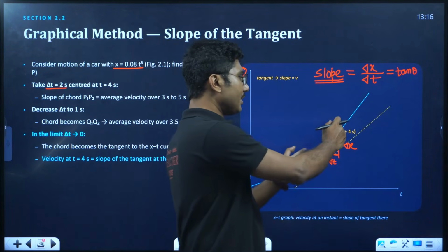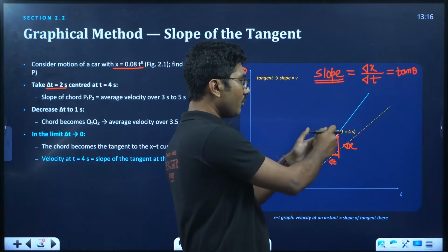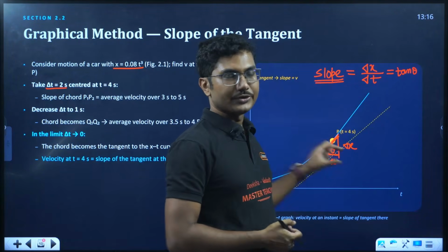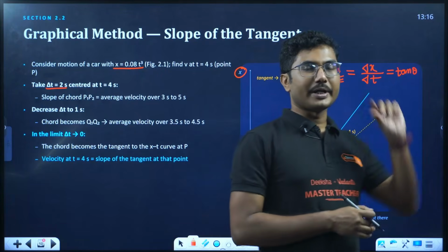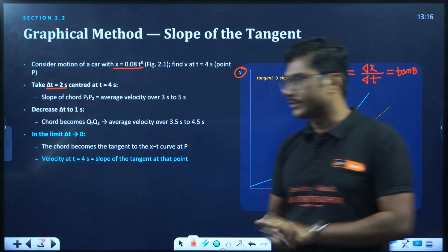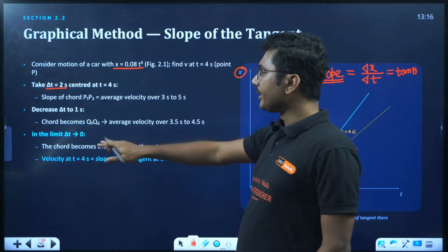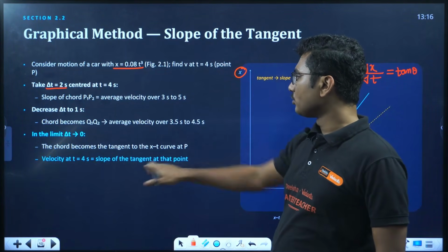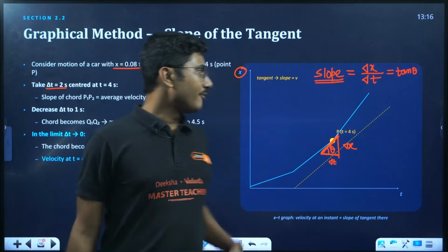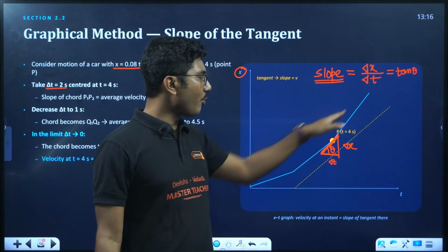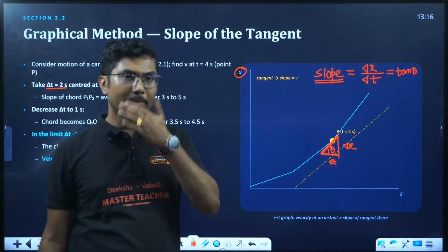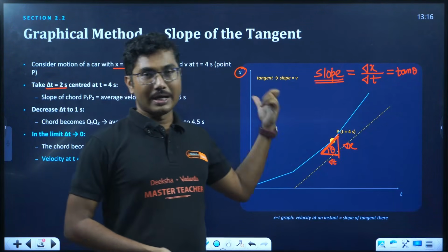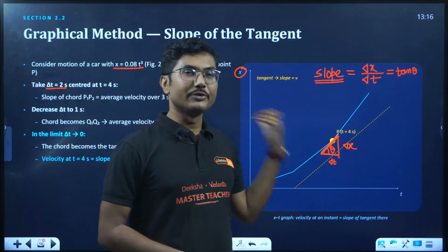Now even if you change the distance delta x to small, you will always get the same value. This slope will not change. Slope for a given point will not change no matter how small or how large your distance is. So at the limit delta t tends to 0, the chord becomes the tangent at the x-t curve. Velocity at 4 seconds is the slope of the tangent at that point. So velocity at t equals 4 is the slope of this graph at this particular point. So using this slope you can calculate the instantaneous velocity. This method is only used for instantaneous velocity.